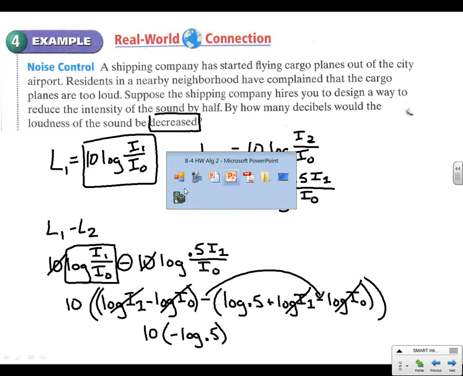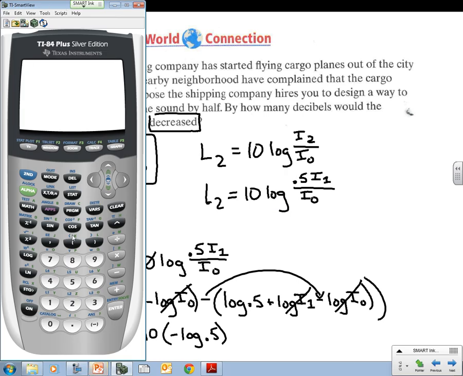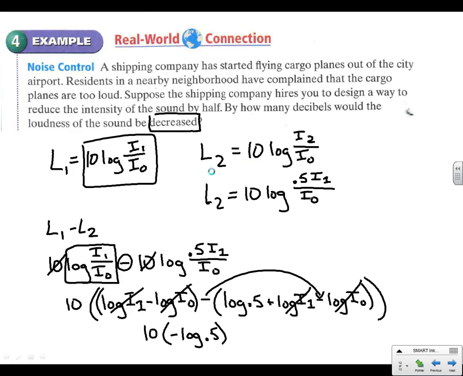To the calculator we go. 10 times the negative log of 0.5. Now we can do this on our calculator because it's base 10. That's what this button is, log base 10. So we'll go ahead and hit enter, and we get 3.010, and we'll say how many decibels, so we'll round that off to 3. The sound would end up being decreased by 3 decibels.